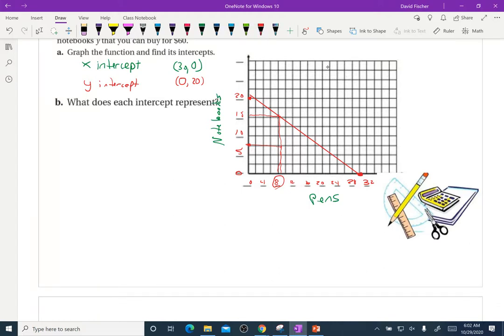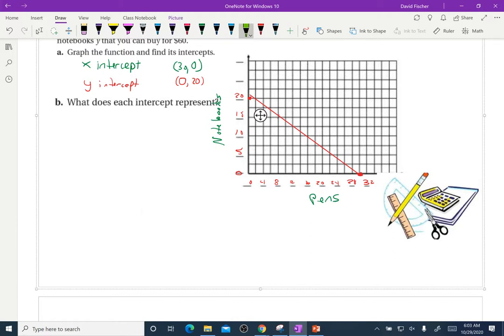Now I can't do this. Again, interpreting graphs is super important. I can't say let's buy 8 pens and then come up here and say I'm going to buy 22 notebooks, because this dot is beyond that line there. So I can buy all kinds of combinations here, but I can also deduce from this graph what I cannot buy. Let's go back to our intercepts, because this is sometimes a challenge.